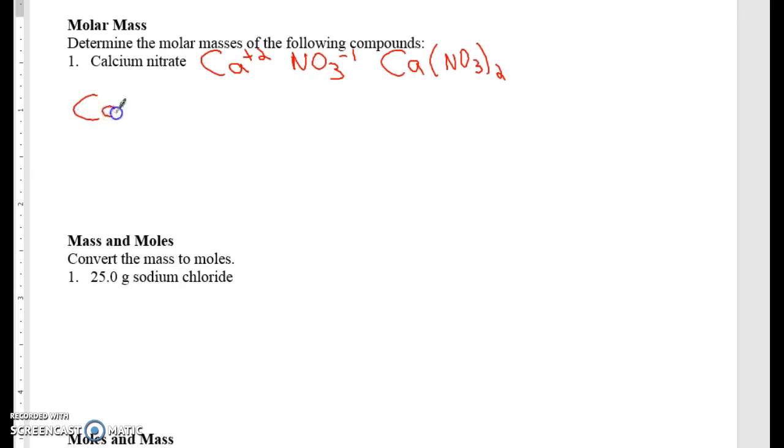And what you want to do is write down each element and how many you have of that element according to the formula. So there is 1 calcium, and you multiply that by calcium's molar mass off the periodic table, and I just round those to 1 decimal point. So it's 40.1. There are 2 nitrogens. You have to remember to distribute the numbers outside the parentheses to both things inside the parentheses. So that's 2 nitrogens, which are 14.0 apiece, and now there are 6 oxygens that are 16.0.